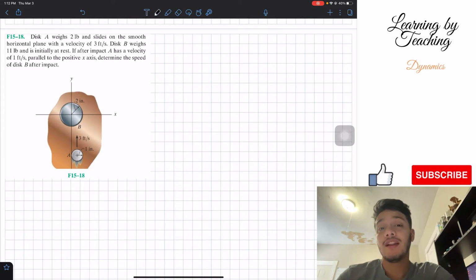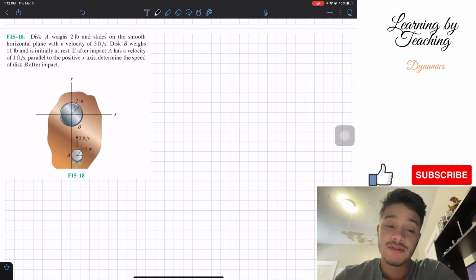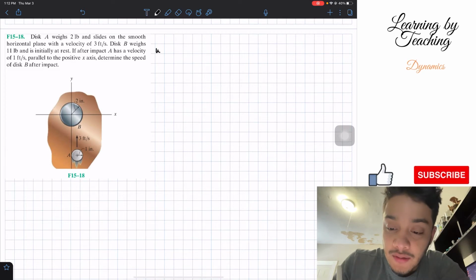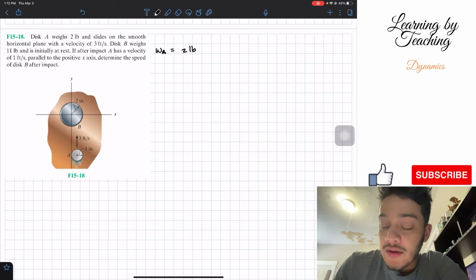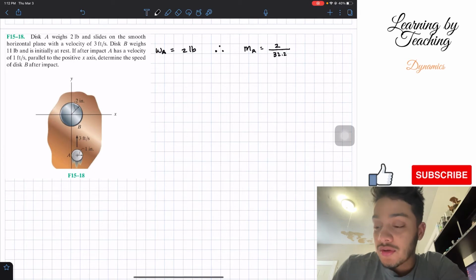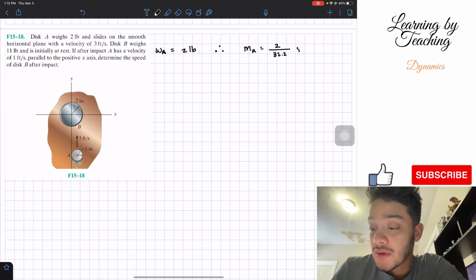So the first thing I like to do in all these problems is always write out my givens. The first thing they're giving is the weight of A. So we're going to write weight of A is equal to 2 pounds. And we can translate this, therefore, as the mass of A is going to be equal to the weight divided by the gravitational acceleration in imperial units, which is 32.2. And this will give me units of slugs.